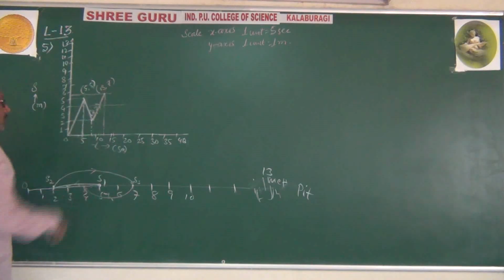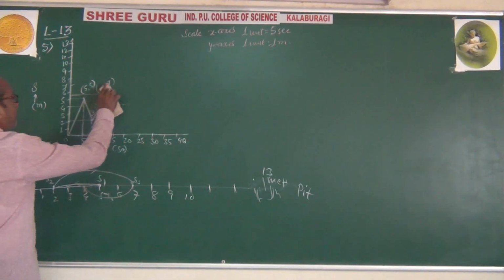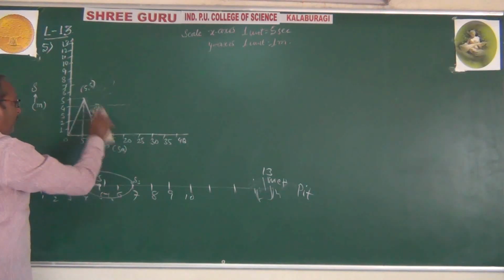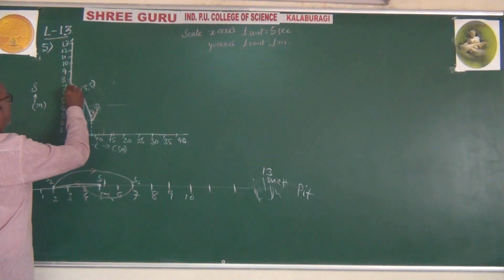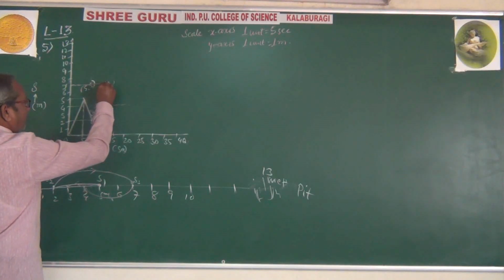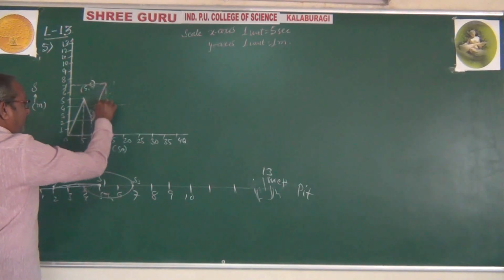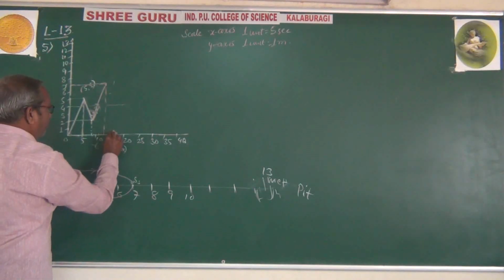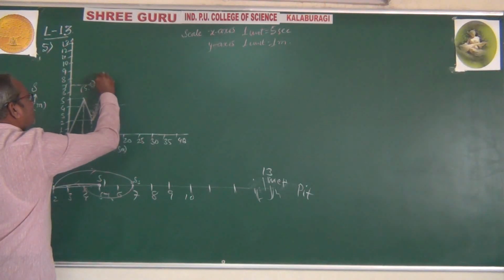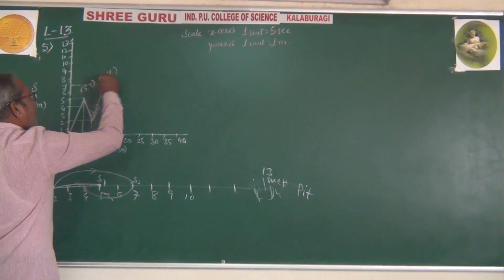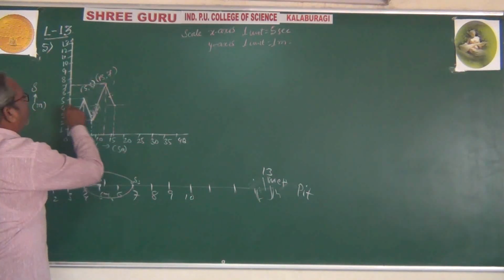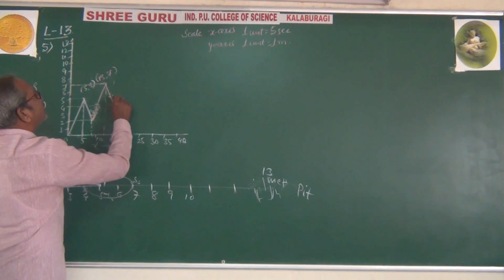The 7 meter position will be here. After the 7 meter position, he is coming back to 4 meter. So here is the position. Here are the points: 13 and 7. Now here, 4 and 16, 16 and 4.